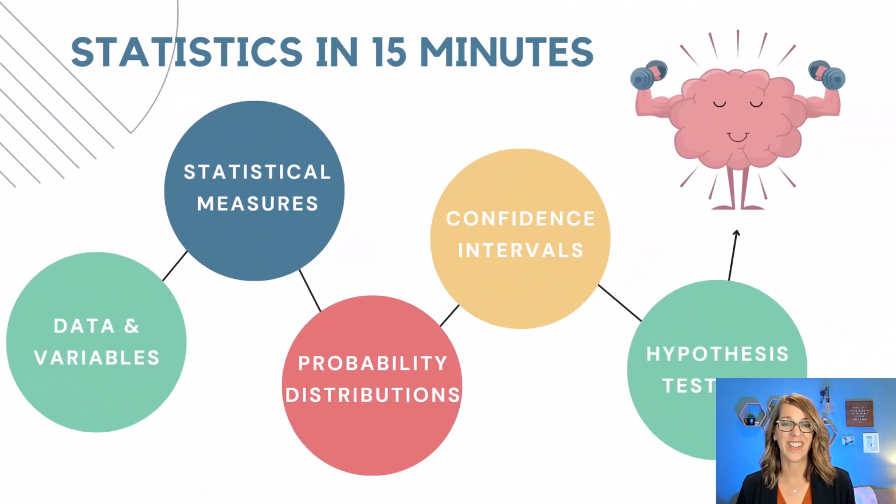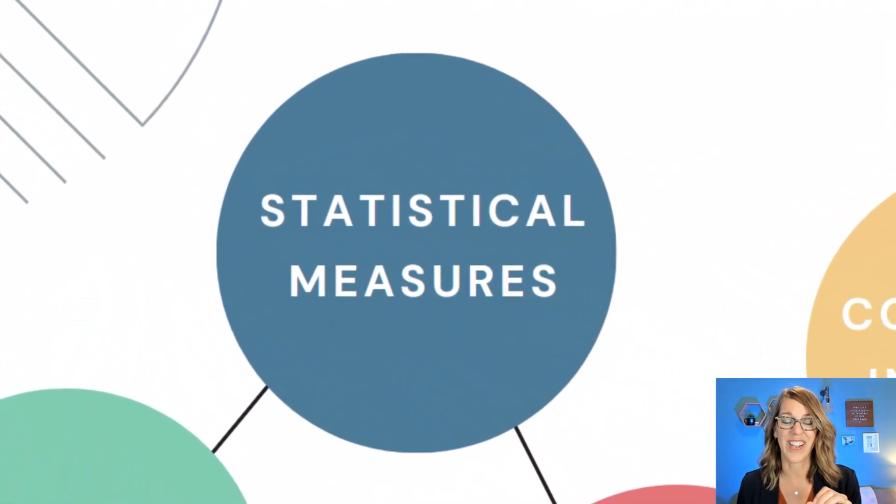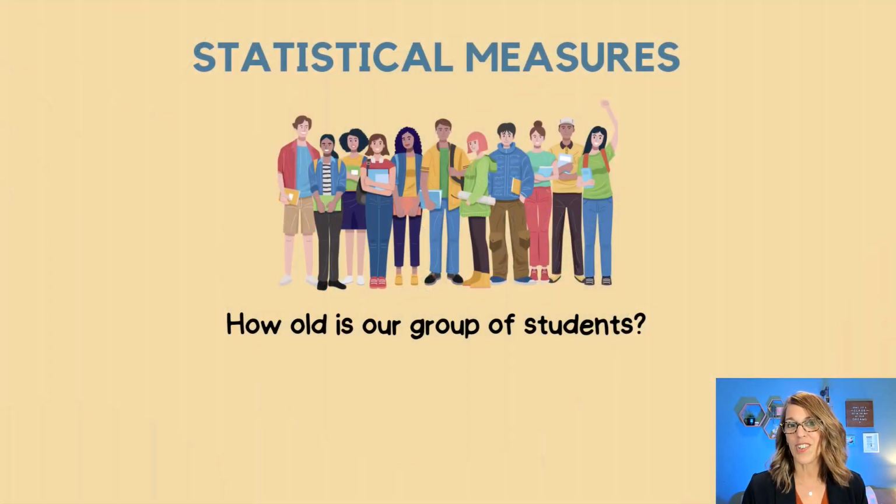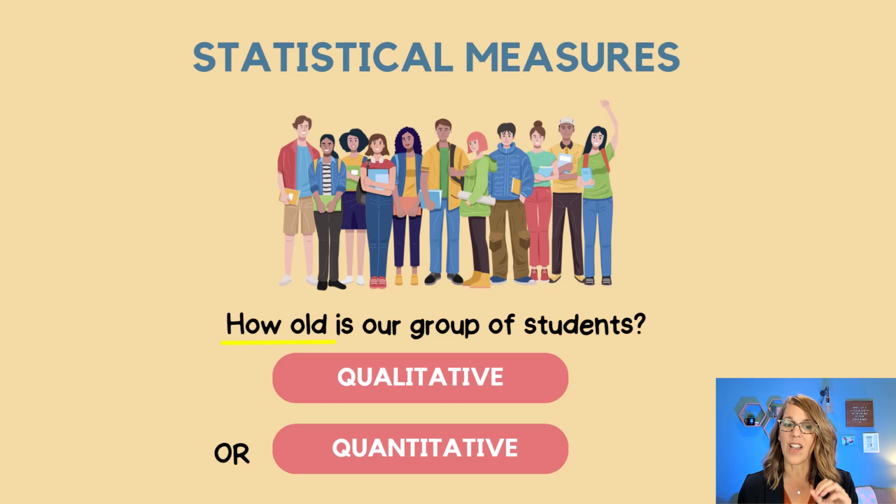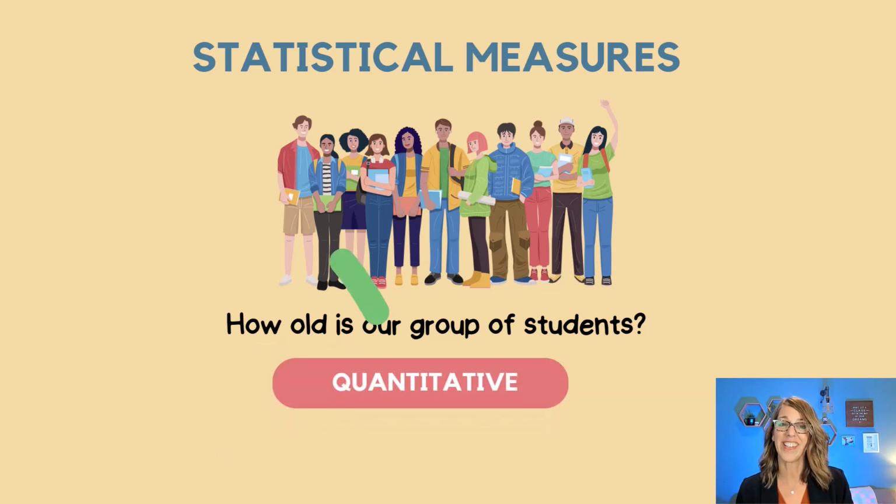Okay, how are we doing? We've got a few more topics to cover. Statistical measures are next. Statistical measures allow us to answer questions about an entire group. For example, how old is this group of students? So we want to know what this age is. Is this going to be a qualitative or a quantitative variable? If you said quantitative for quantity, you are correct.